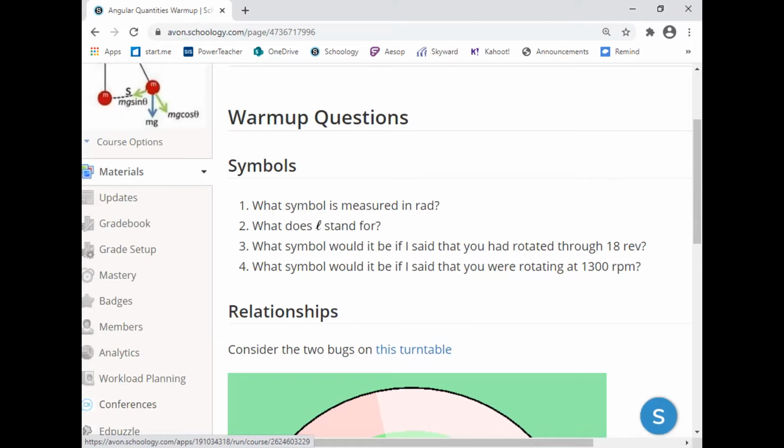This last one is the one I don't know that I actually explicitly said, but maybe you can figure it out. 1300 RPM, that would likely be omega, yeah. So if you're given 1300 RPM, you'd want to convert it to radians per second first. If you look at your equation sheet, I've got the two conversions you need to use in this unit. I've got the RPM to radian per second conversion, and I also have the radian to revolution conversion.